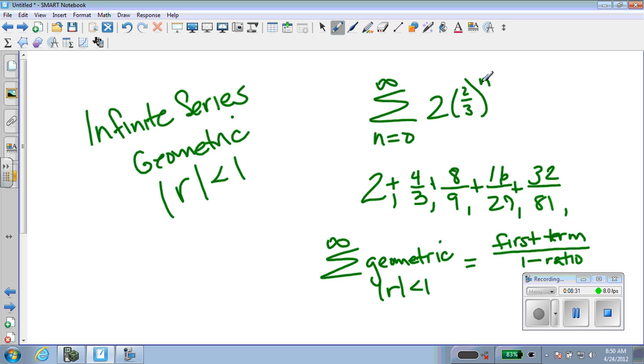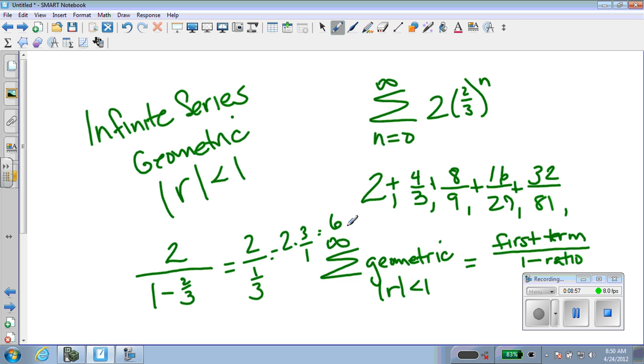Okay, so for this particular one, I'm going to plug in a 0. Anything to the 0 power is 1. So the first term of this will be a 2 divided by 1 minus, and the ratio is always the thing that's being raised to a power. So 1 minus 2/3. So that would be 2 divided by 1/3. 2 times 3 over 1. So that would be 6.